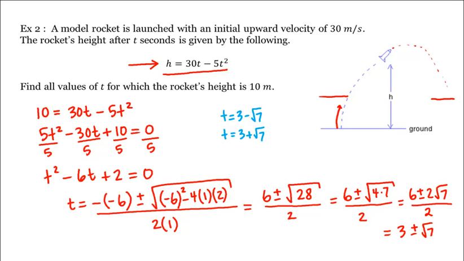And if we put these values into our calculator, we get that this is approximately 0.35 seconds, and this is approximately 5.65 seconds. So the rocket's height is 10 meters at approximately t equal to 0.35 seconds on the way up. And then its height from the ground is 10 meters again at t approximately 5.65 seconds. And these would be the two values of t that we're looking for.